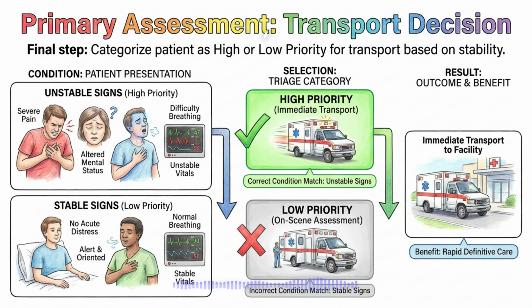The final step of the primary assessment is making a transport decision, which categorizes the patient as a high priority or a low priority. High priority patients include those with severe pain, altered mental status, difficulty breathing, or unstable vital signs, requiring immediate transport to the nearest appropriate facility.